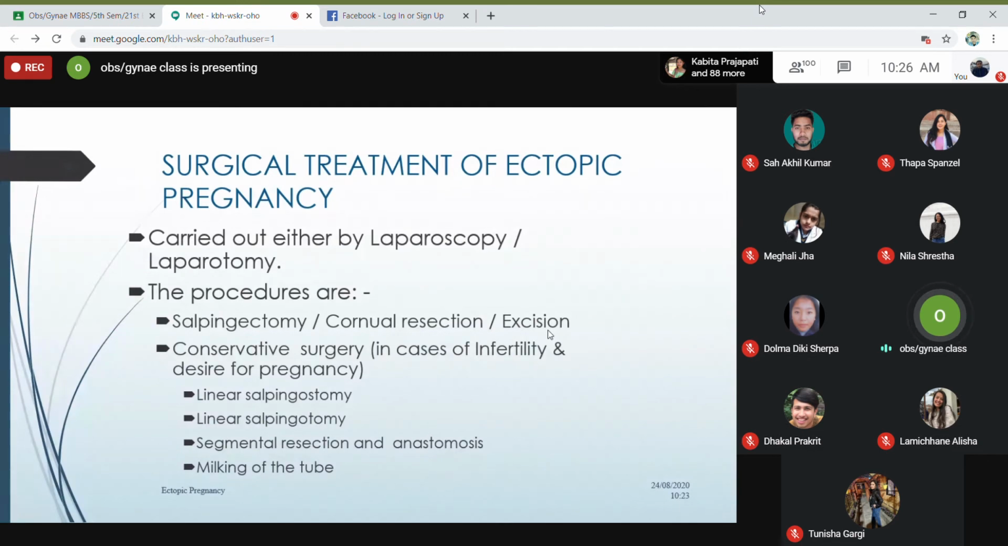You put water inside the tube, wash it off, and then make sure that all the ectopic gestation has come out. So these are conservative surgeries for the tube. This is done in women who are infertile, or those who want pregnancy, or those who are having a second ectopic. So one tube is already not there. Now she wants at least this tube left for her.